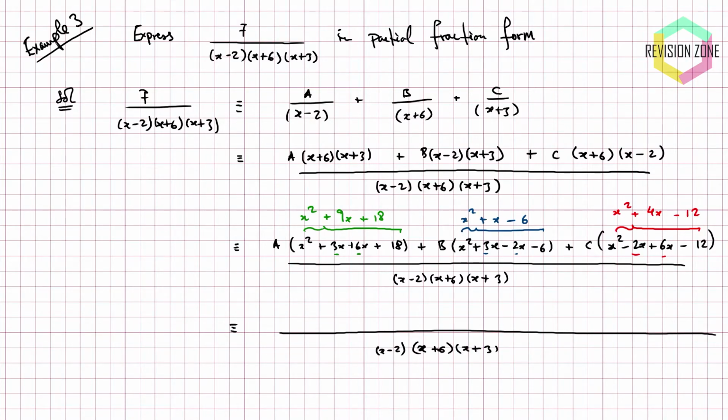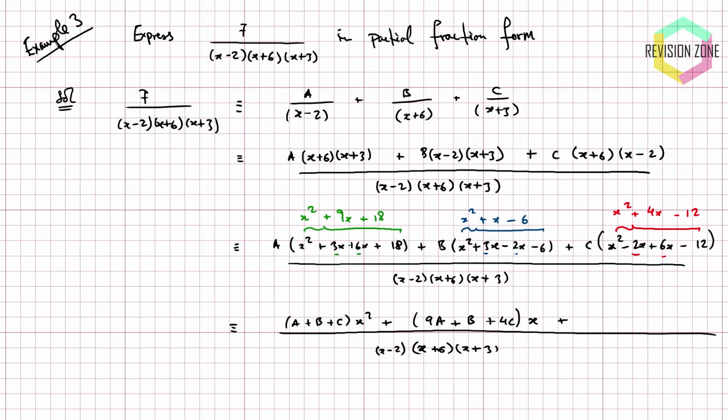So now here comes the big step of actually combining things and collecting terms in terms of x squared. I see I've got an ax squared, a bx squared, and a cx squared. So my x squared term is going to be (a plus b plus c) x squared. And then my x term is going to be a times 9, so 9a, plus b times 1, so just b, plus c times 4, so 4c. All these are my x terms.